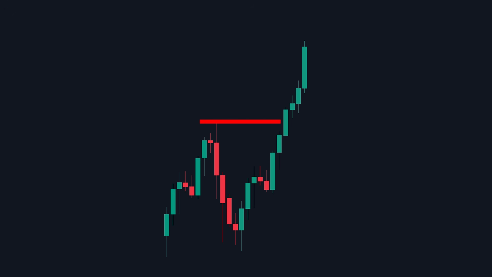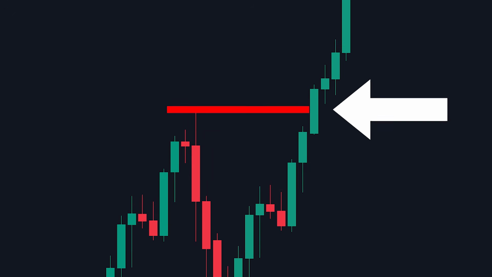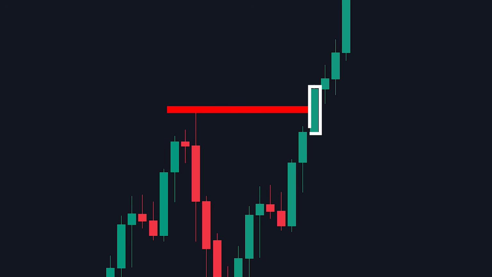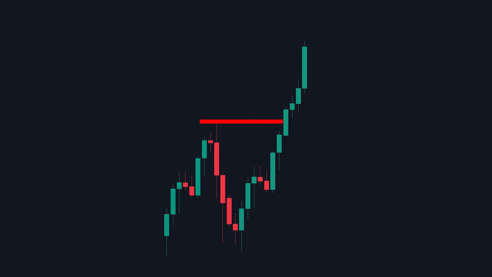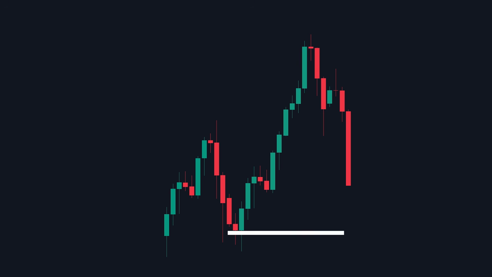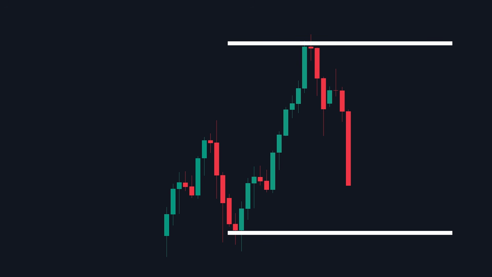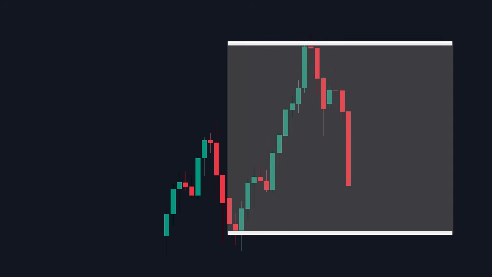A valid break of structure occurs when price breaks and closes above the most recent higher high with the body of a candle, not just the wick. This is crucial. We need that candle body to close beyond the previous high. This remains valid even if price immediately moves downward after breaking the structure. When this happens, price generates new major low and major high levels, establishing a completely new trading range.